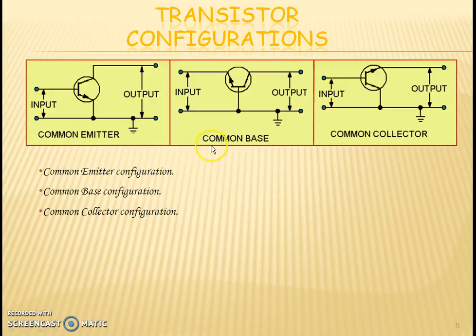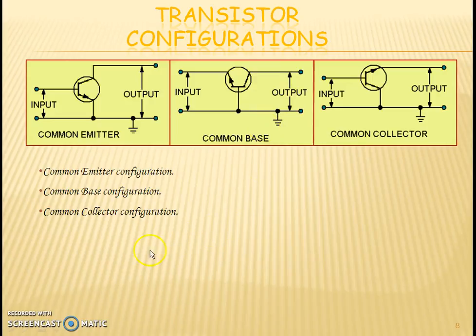Next comes common base configuration. In common base configuration, as you can see, the base terminal of the transistor is made common to both input and output. In this, the input is applied between the emitter and the base of the transistor, and the output is obtained between the collector and base terminal of the transistor.